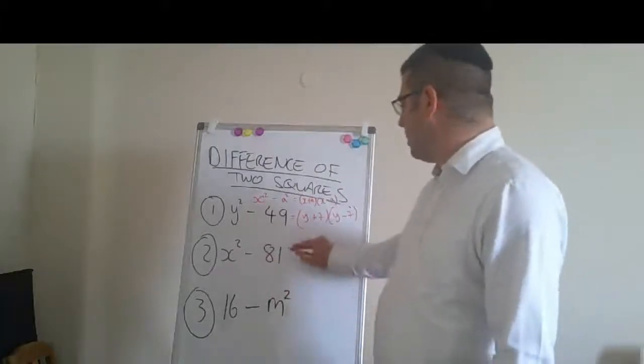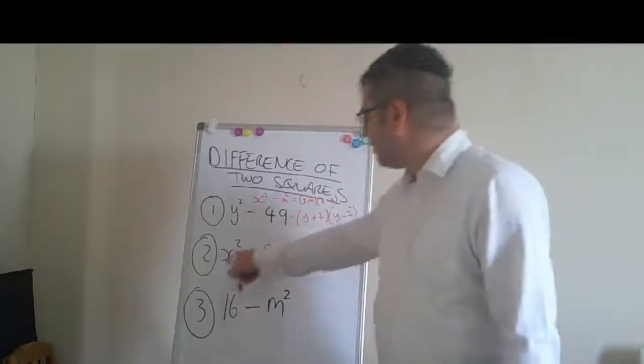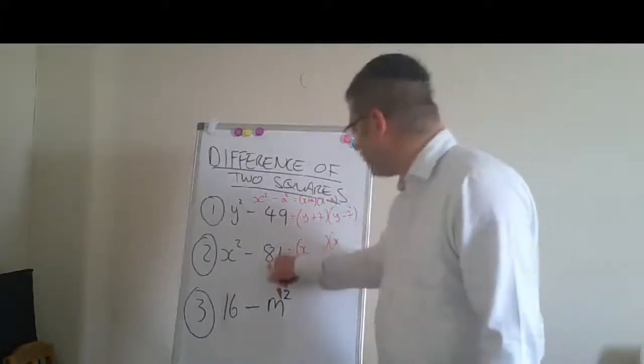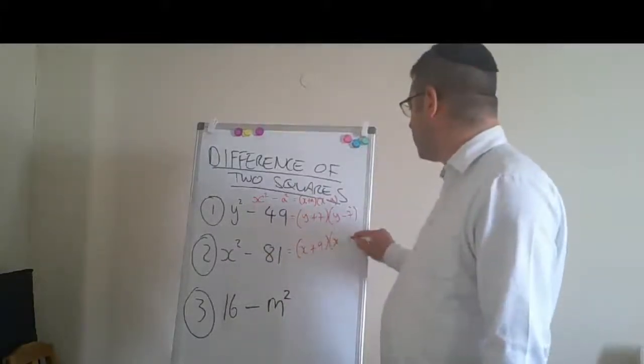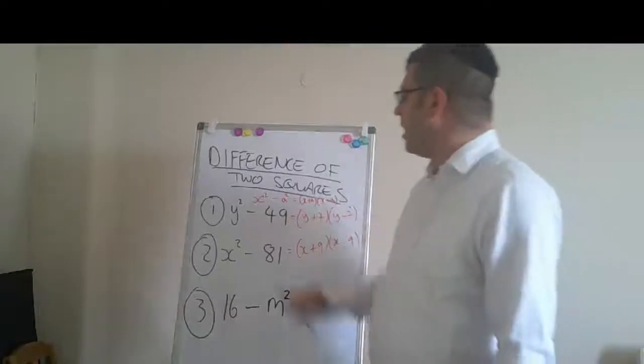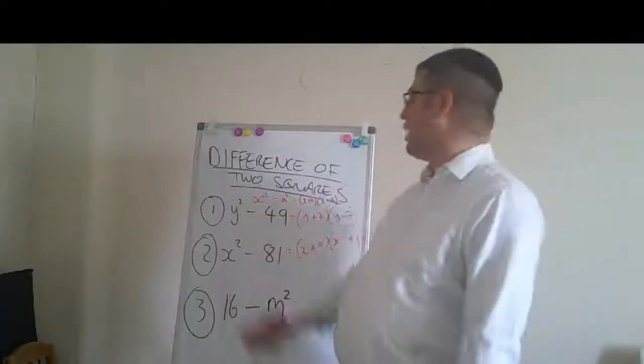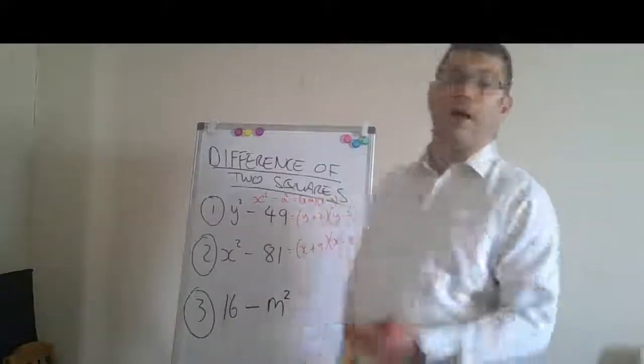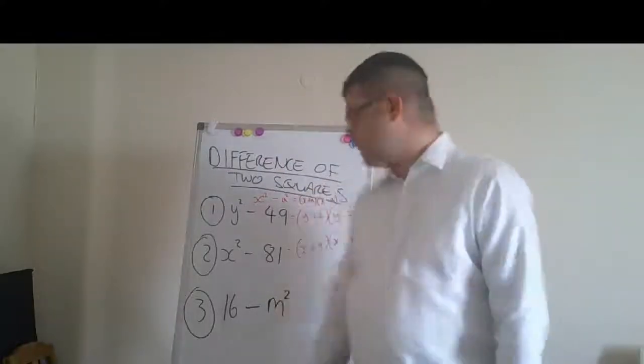Right, similarly here, x squared, square root that, so you get x, square root that is 9, plus 9 and minus 9. That's all we're saying here. If it's the difference of two squares, you square root the left, square root the right, and stick them in a bracket, one with a plus, one with a minus.